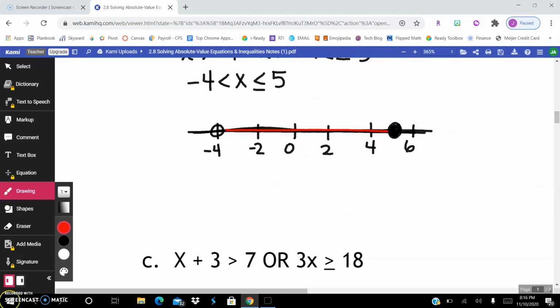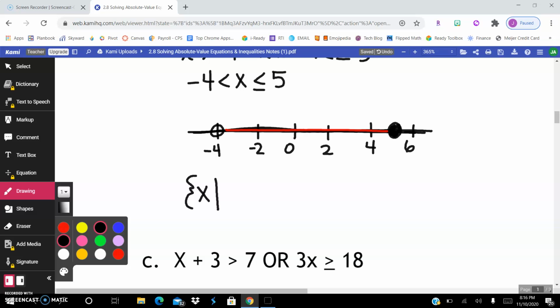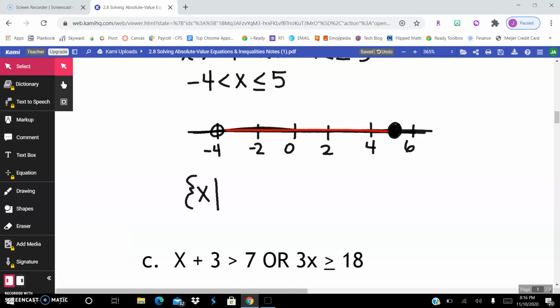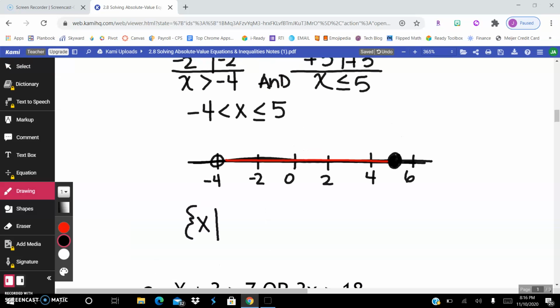Now I forgot to write the set builder notations on these, so we're going to have to go ahead and go back and do this one and the one before it. So we start with our x here, and then we write our two inequalities. Our first one is x is greater than -4. And remember the and would be an upside down u. And then we can write x is less than or equal to 5.